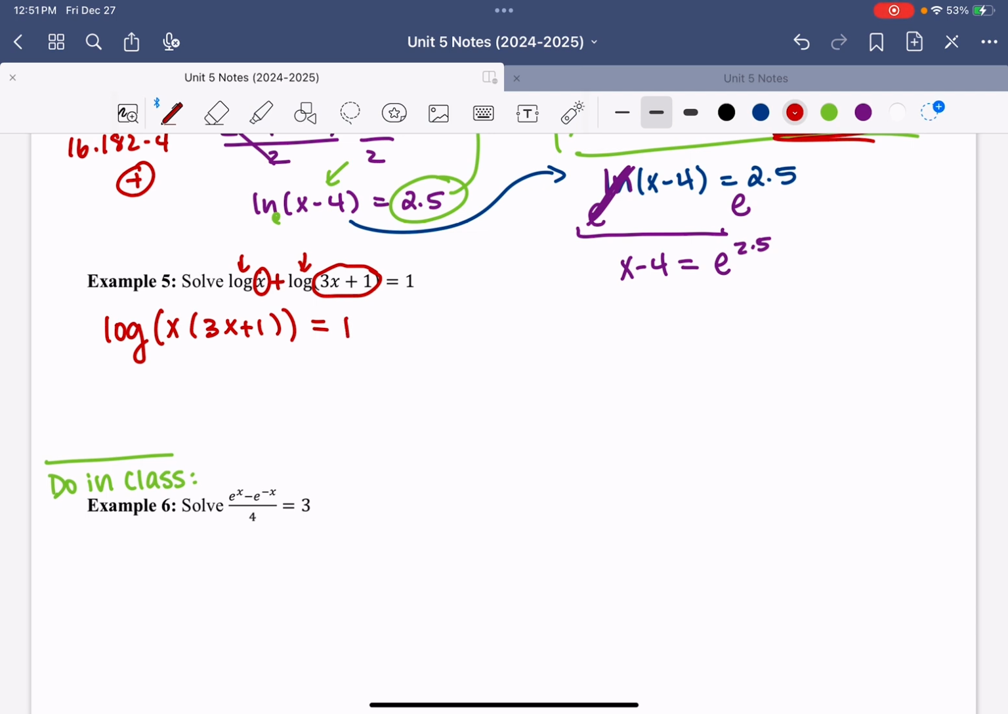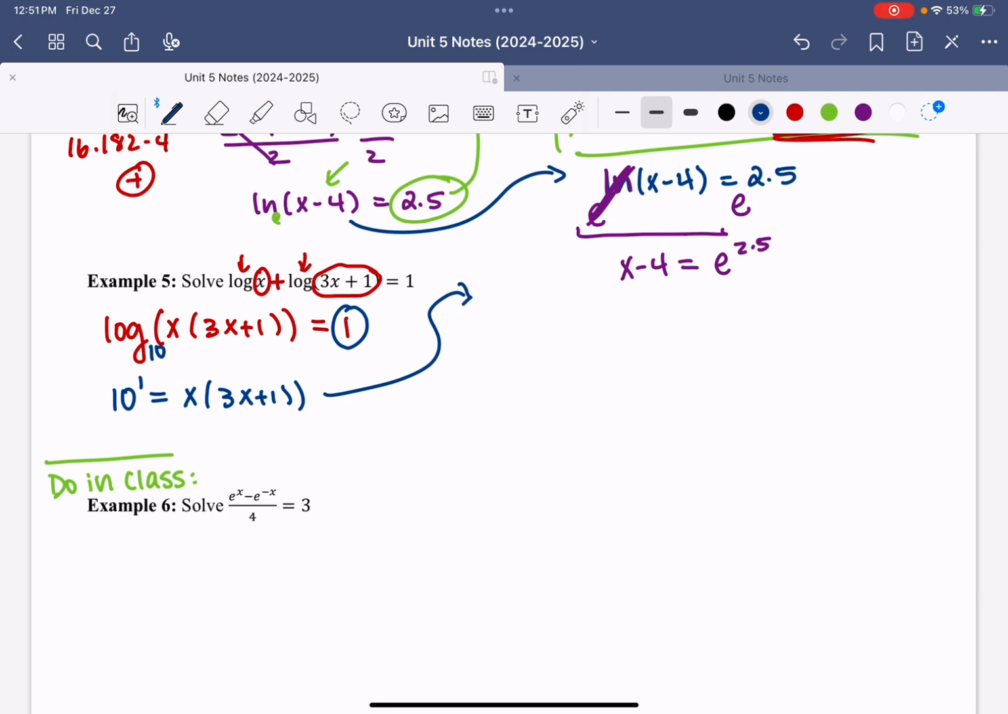Okay, now that I have this as a single logarithm, we want to convert this into its exponential form. So this logarithm's base is 10, like I said. So its exponential form will be 10. It's equal to 1, so that's my power. 10 to the first power is equal to x times 3x plus 1.